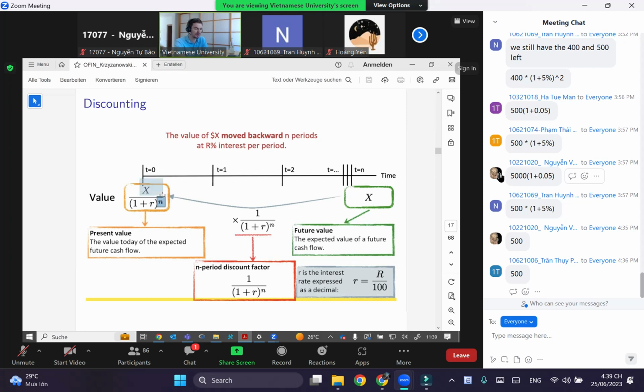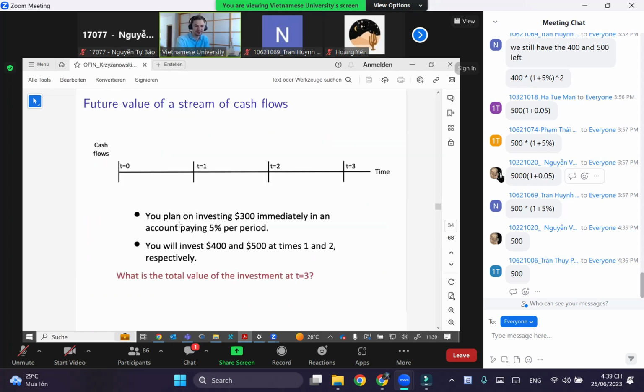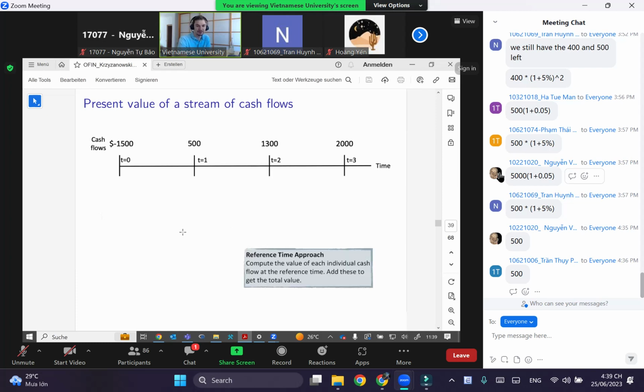So the present value of our payment, or our cash flow, which is presently taking place, is the payment at point 0. So when we now take a look at our initial example, the present value of our minus 1,500, which we have to invest today, is minus 1,500, because that's what we invest today in our project.